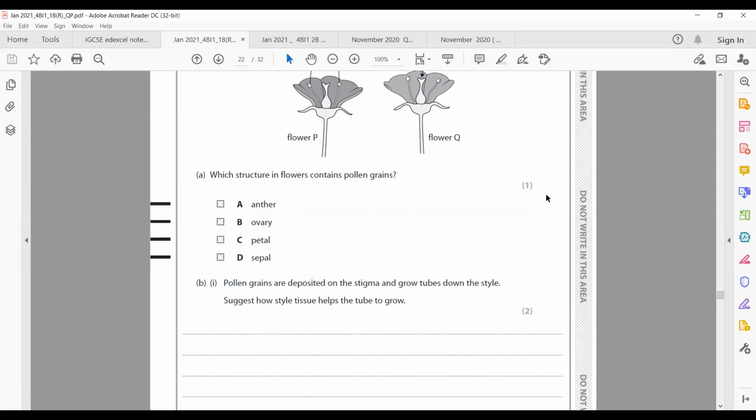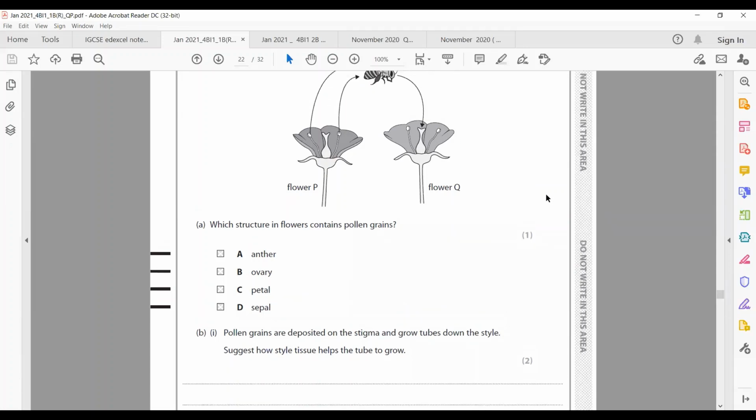Pollen grains are deposited in the stigma and grow tubes down the side. So just how style tissue helps the tube to grow. مثلا مش موجود في الدياجرام ولا؟ لا مش موجود. الستايل قدامنا اهو مش موجود. لا ده كاتب راسم البي.